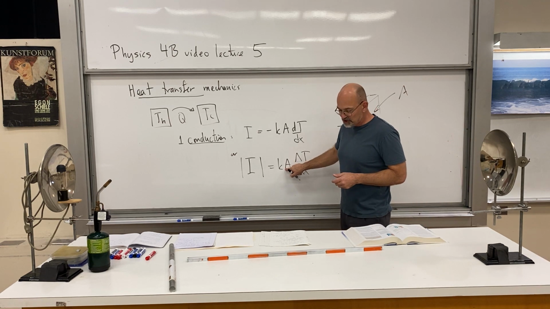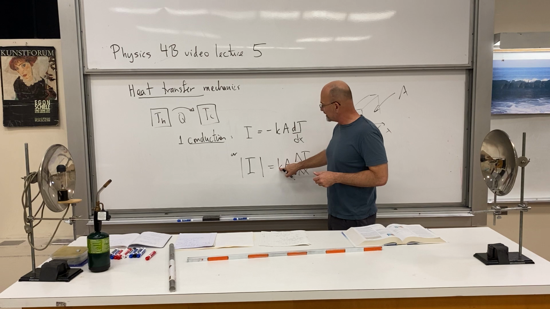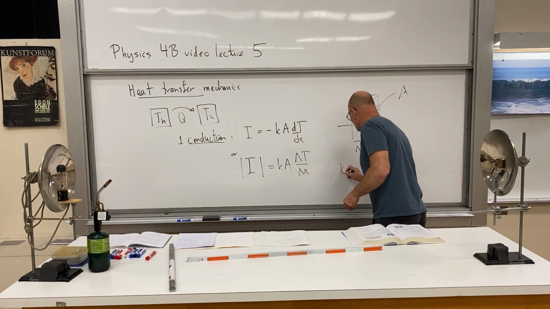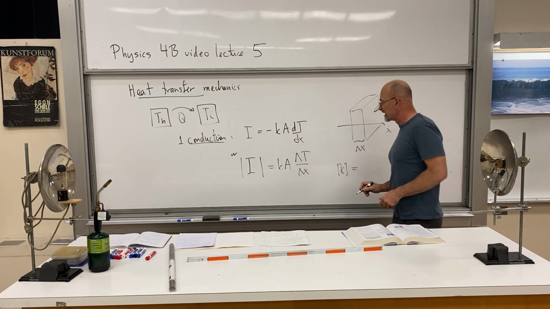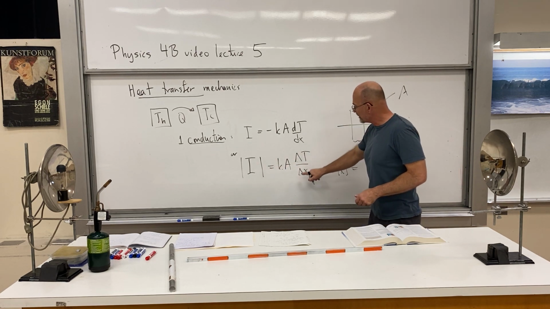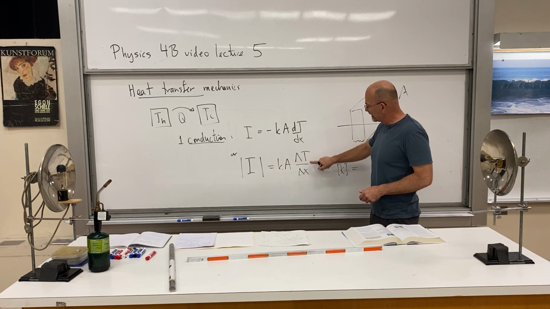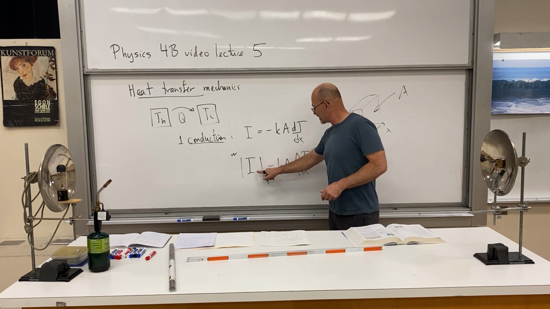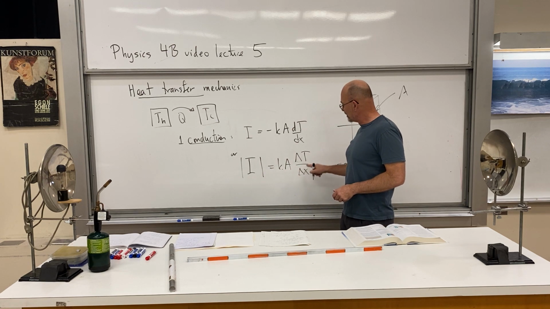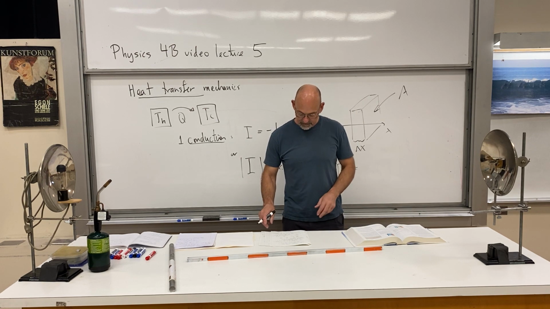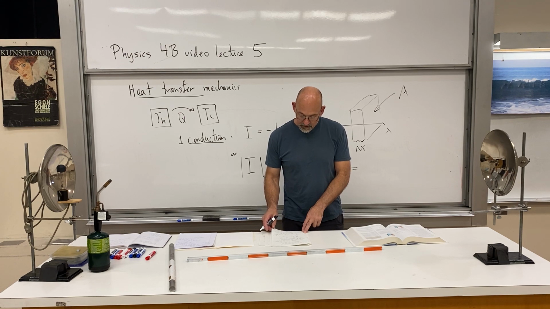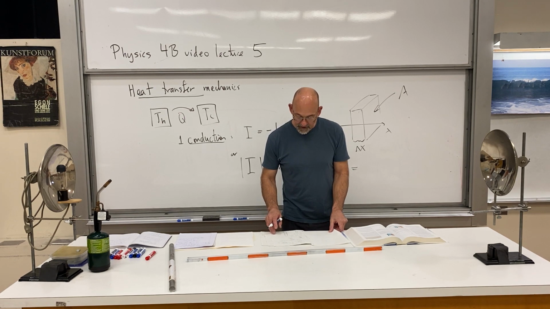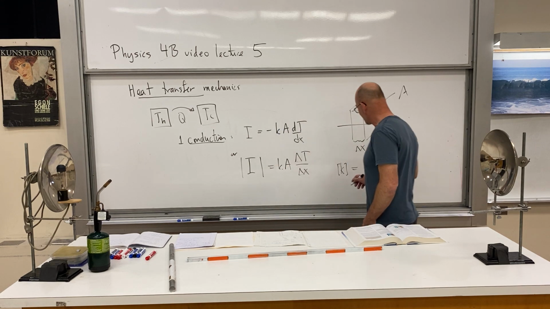The first thing maybe we should do is evaluate what the dimensions are of K. Because here we have watts, here we have area, here we have degrees, here we have length. So actually area over length is a length. So we have watts per meter per degree Celsius. So let's see if we can write that down. Watts per meter per degree Celsius.